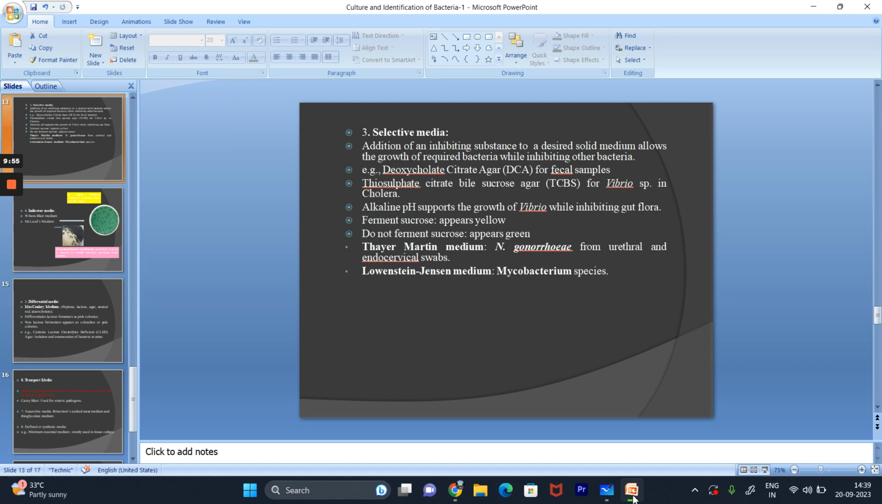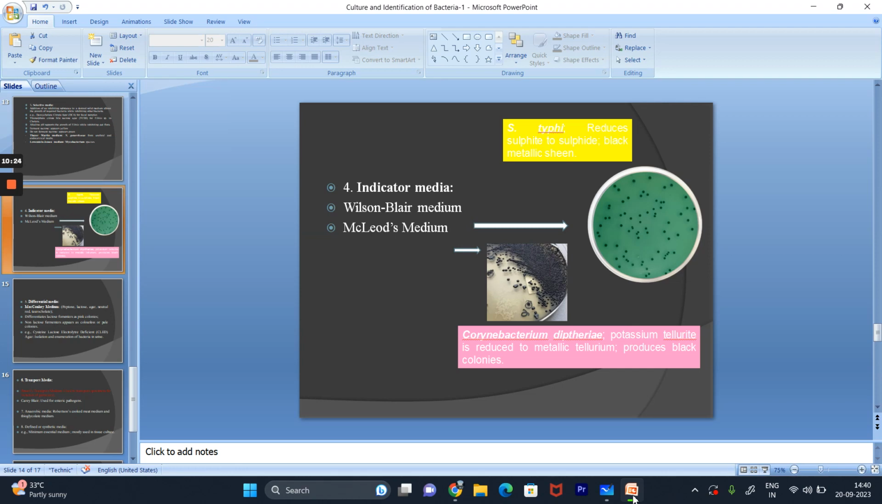Apart from deoxycholate agar and TCBS medium, there are two other media known as Thayer-Martin medium and Lowenstein-Jensen medium. I repeat, Thayer-Martin medium and Lowenstein-Jensen medium. Thayer-Martin medium is used to isolate Neisseria gonorrhoeae from urethral and endocervical swabs, and LJ medium is used for the isolation of Mycobacterium species.